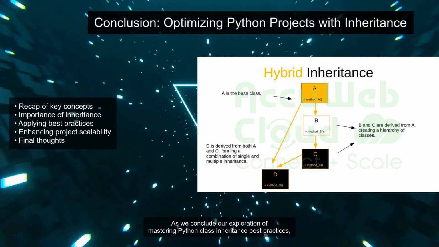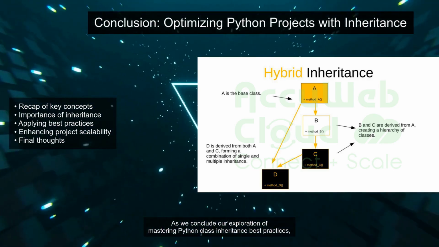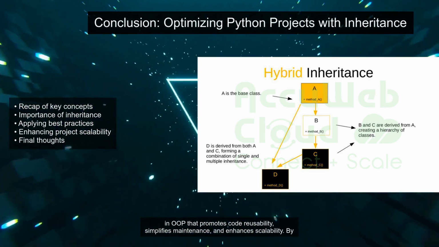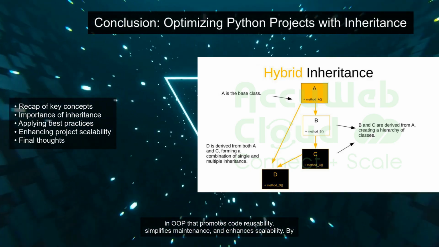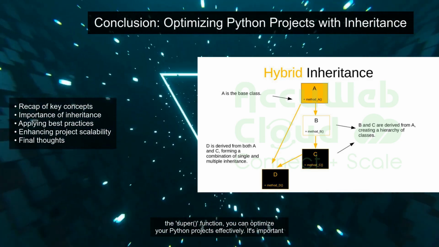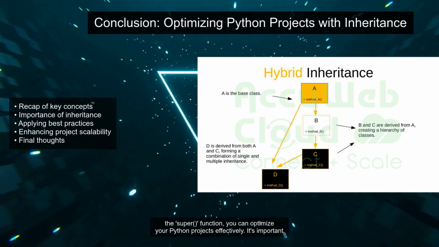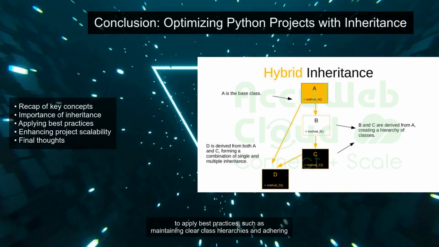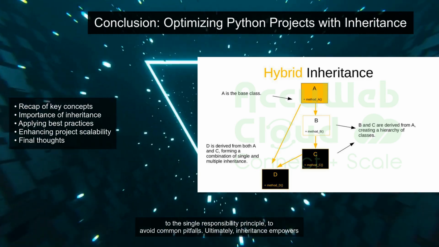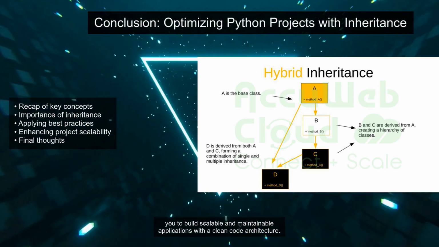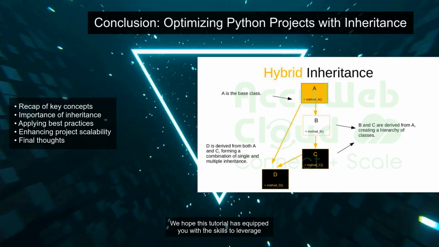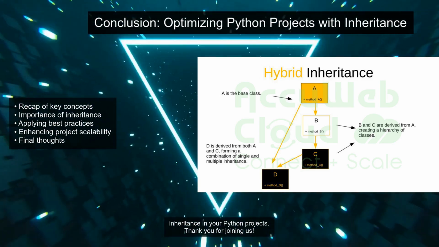As we conclude our exploration of mastering Python class inheritance best practices, let's recap the key concepts we've covered. Inheritance is a powerful tool in OOP that promotes code reusability, simplifies maintenance, and enhances scalability. By understanding how to create base and derived classes, override methods, and use the super function, you can optimize your Python projects effectively. It's important to apply best practices, such as maintaining clear class hierarchies and adhering to the single responsibility principle, to avoid common pitfalls. Ultimately, inheritance empowers you to build scalable and maintainable applications with a clean code architecture. We hope this tutorial has equipped you with the skills to leverage inheritance in your Python projects.